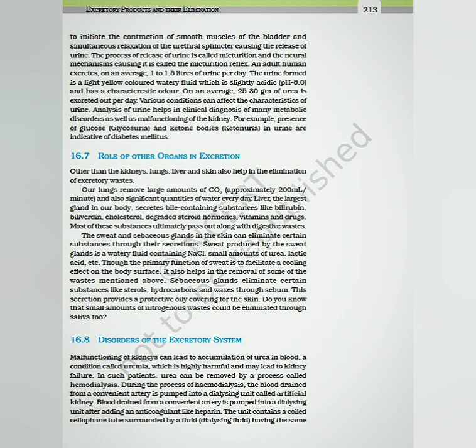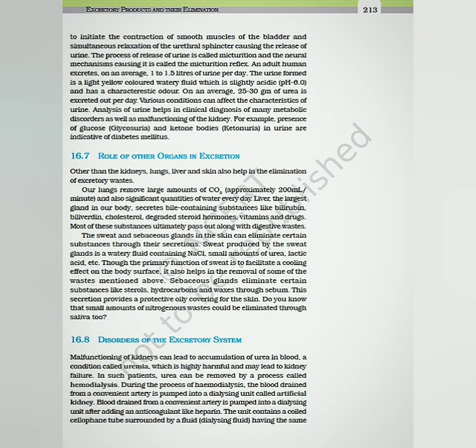An adult human excretes on an average 1 to 1.5 liters of urine per day. The urine formed is a light yellow colored watery fluid which is slightly acidic, pH 6.0, and has a characteristic odor. On an average, 25 to 30 grams of urea is excreted out per day. Various conditions can affect the characteristics of urine. Analysis of urine helps in clinical diagnosis of many metabolic disorders, as well as malfunctioning of the kidney. For example, presence of glucose, glycosuria, and ketone bodies, ketonuria, in urine are indicative of diabetes mellitus.